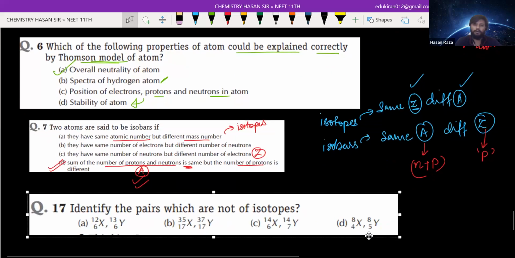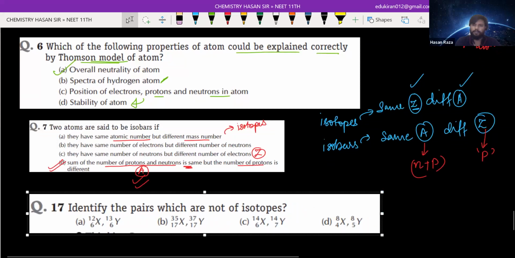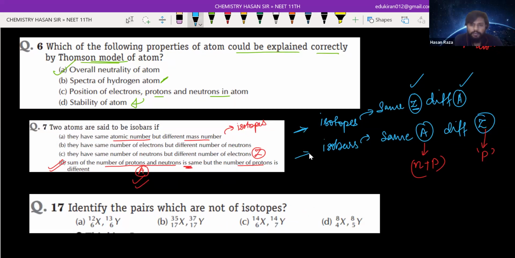Now, if you understood what are isotopes, you can easily do this. Please do write this down: isotopes, isobars. These are very important terms for you according to your exam or anything.